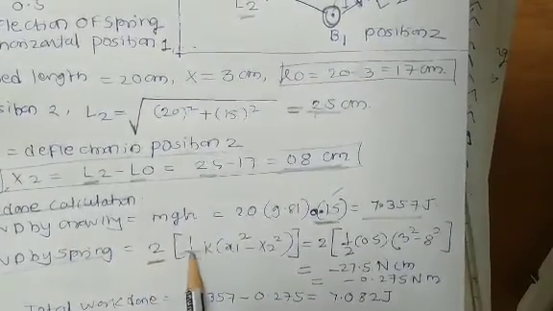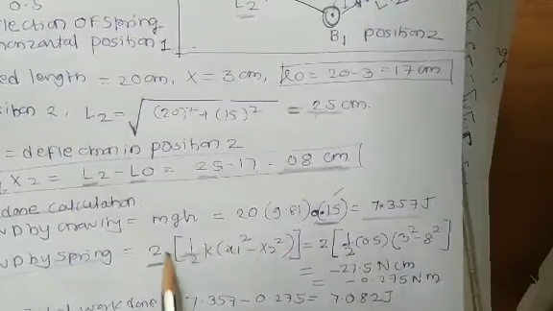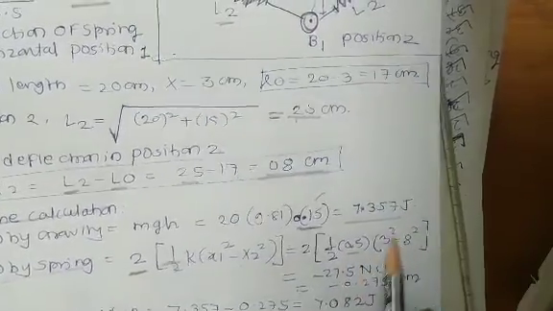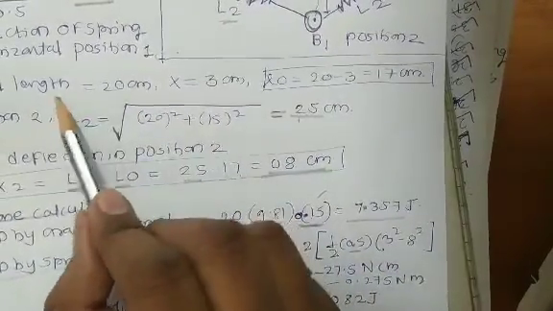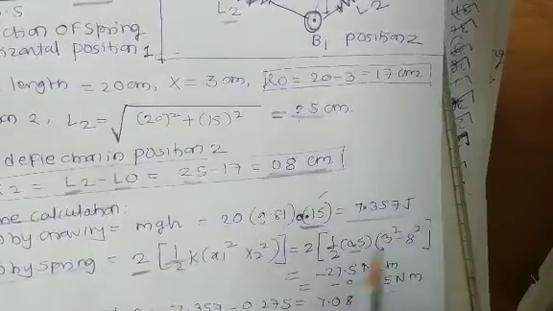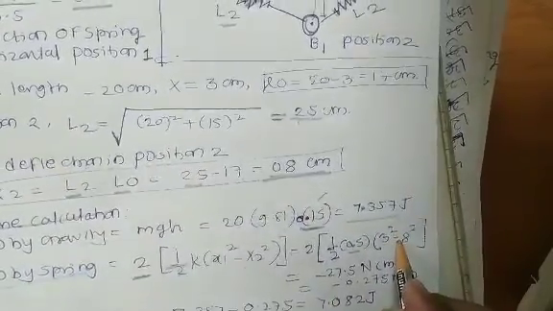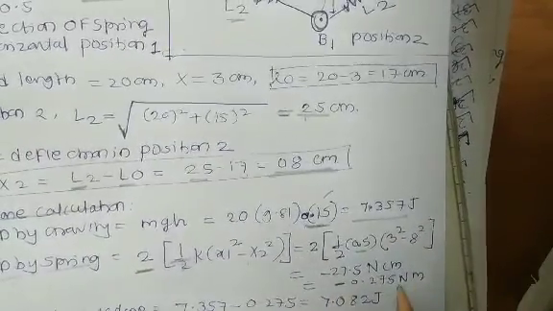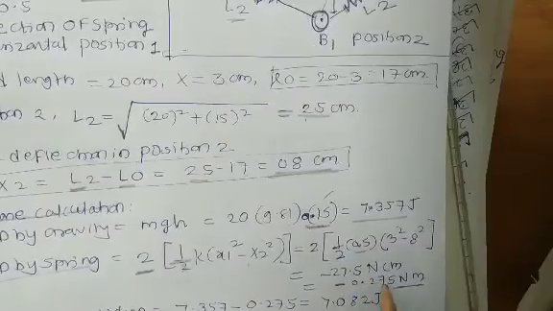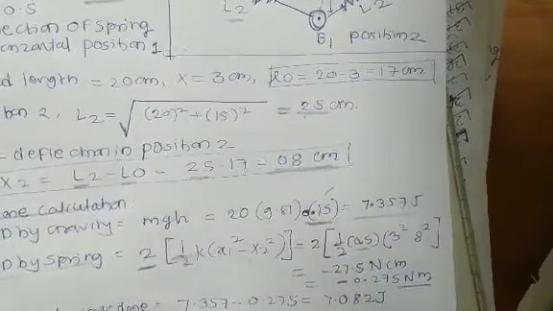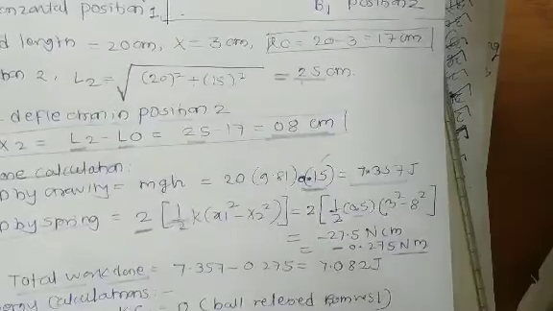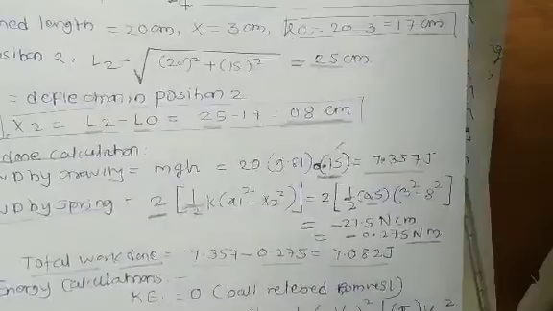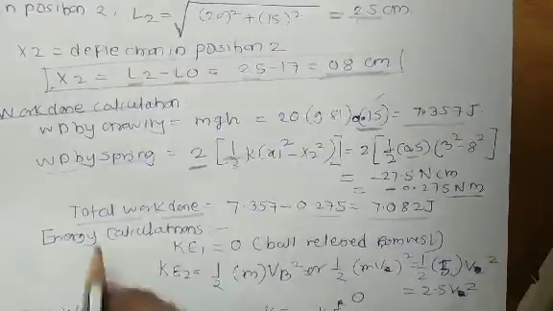The work done by a single spring is 1 half k times x1 square minus x2 square. So 2 multiplied by 1 half, k is 0.5 given. X1 is the deflection in position 1, that is 3 centimeter, and x2 is the deflection in position 2, that is 8 centimeter. After substituting and converting into meter we get 0.275 Newton meter. So the net work done, or total work done, is equal to 7.357 minus 0.275, and that is equal to 7.082 joules. So the left part we have finished.